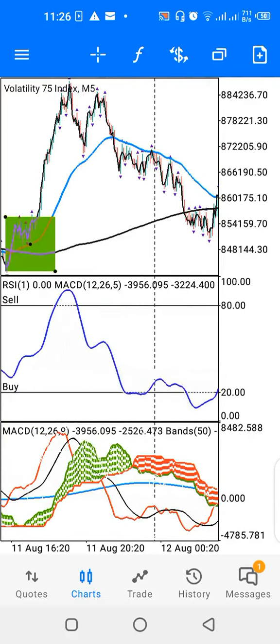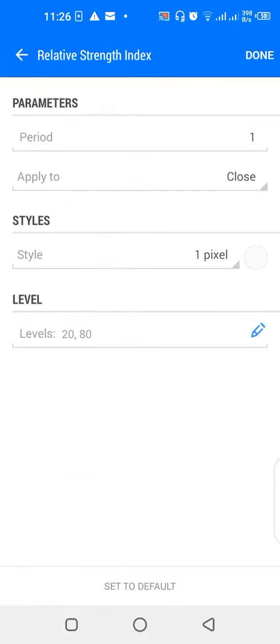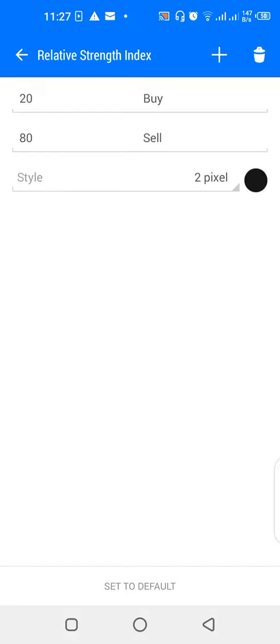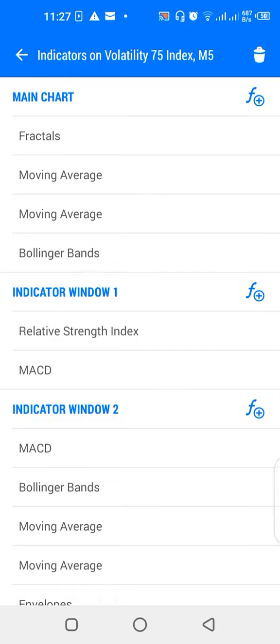Now let's go straight to indicator window 1. Let's look at the settings. Let's look at the parameters. We have just 2 indicators. We have the relative strength index and the MACD. For the relative strength index, the parameters are: the period is 1, apply to close, no color. On the levels, we have 20 for buy and 80 for sell. The color for the level is black. That's that for the RSI.